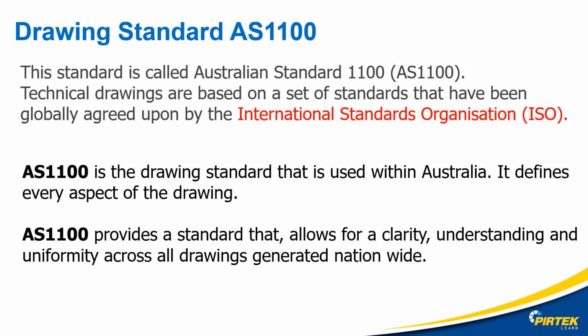The standard we use for creating engineering drawings is the Australian Standard AS 1100. The standard defines every aspect of the drawing. Aspects of the drawing which include font sizes, layout of the drawing, sizes of lines, thicknesses of lines.